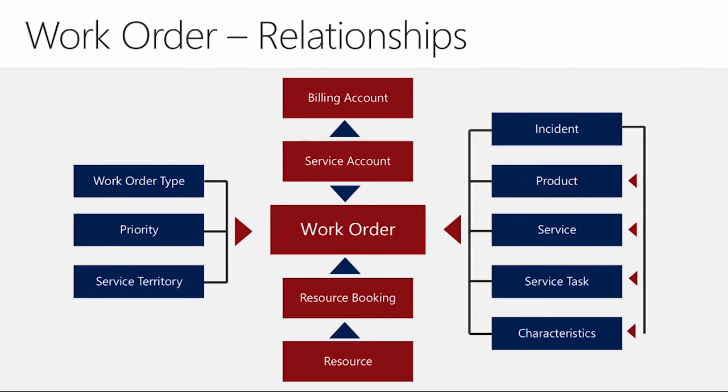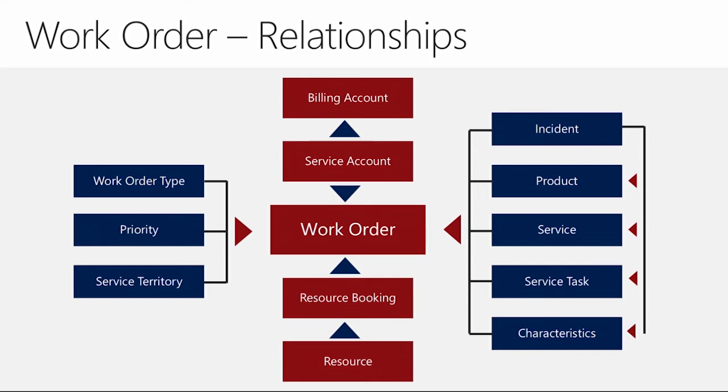So think of the resource booking as the who and the when, and the resource obviously is the who. The resource will be associated with the resource booking. The resource booking will define the who and the when, which will be associated with the order. The order will then have a service account associated with it, which may have a billing account associated with it. So those are your key pieces of information when you look at the work order as a whole in its grand scheme of things.